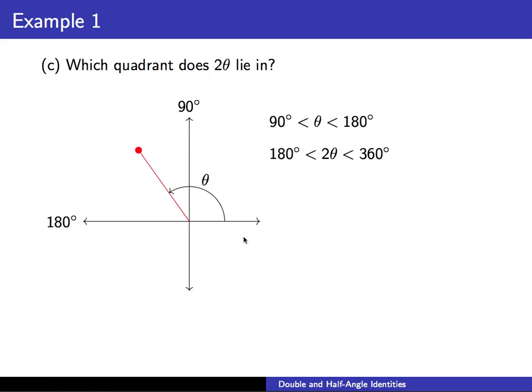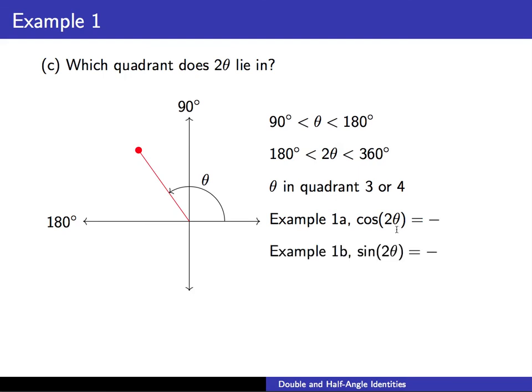Now to know which one it is, we have to look at our previous 2 answers and know which of those quadrants we have sine and cosine positive or negative in. So again, 2 theta actually should be in quadrant 3 or 4, not theta. So from example 1, parts A and B, cosine is negative and sine is negative as well. So out of quadrant 3 and quadrant 4, the one that has both sine and cosine negative is quadrant 3. So 2 theta is in quadrant 3. Again, this is 2 theta here.